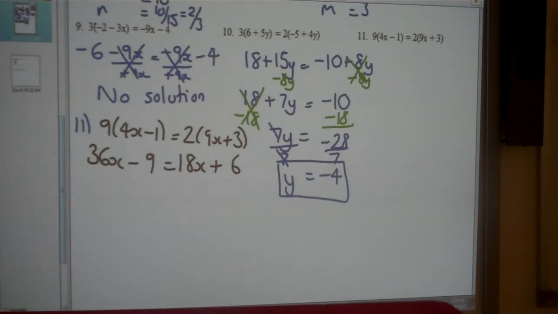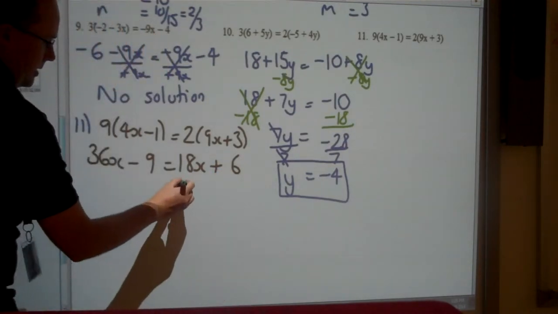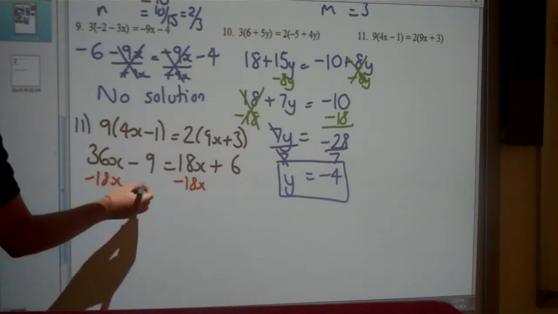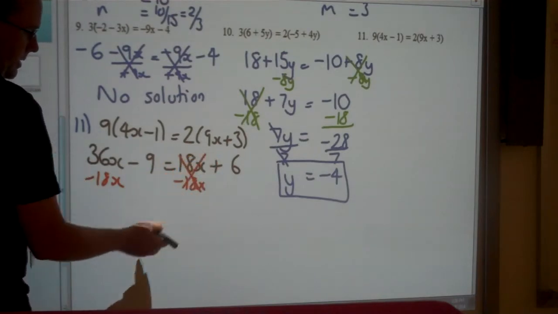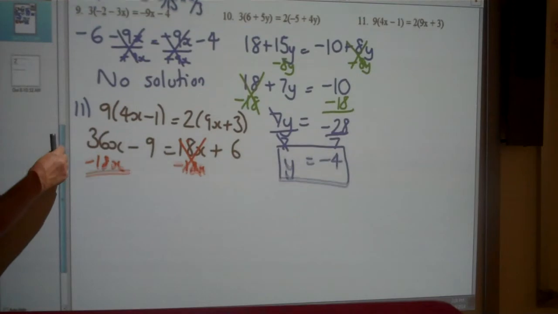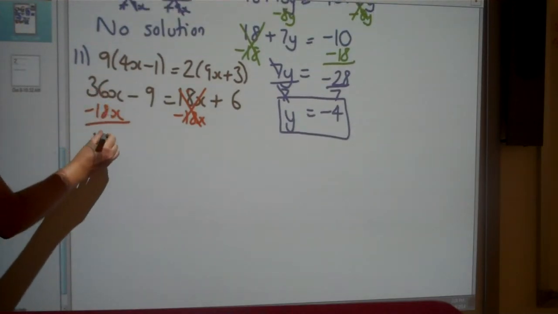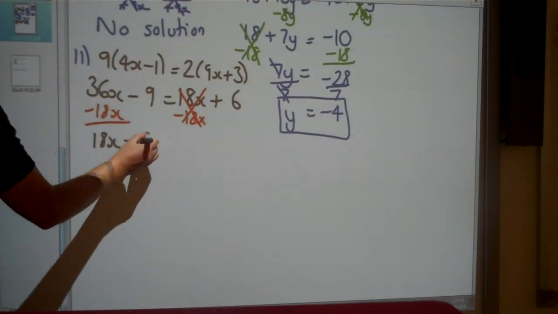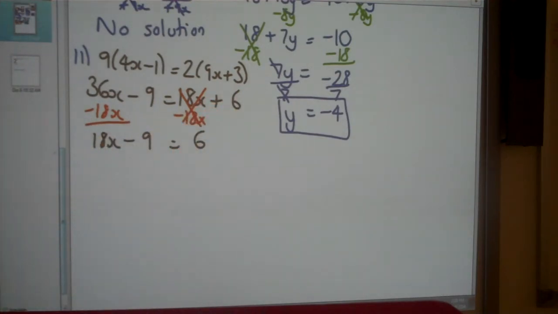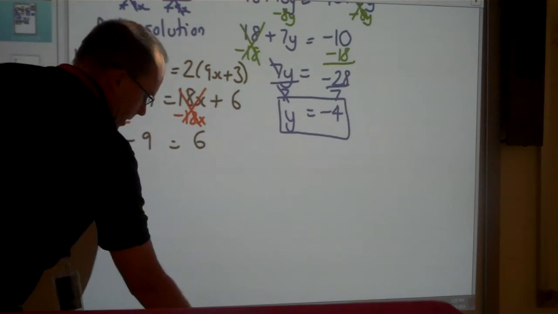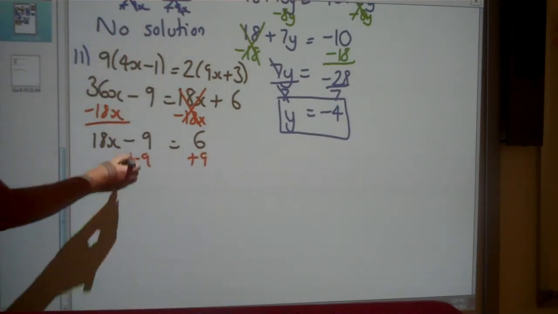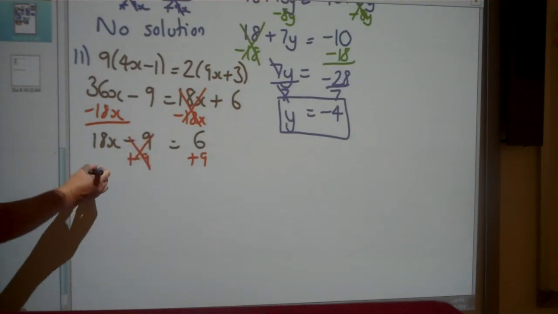I'm going to collect my x's on the left hand side again, because I think that looks a little nicer. So positive 18, so I'm going to do negative 18. Also because 18x take away 18x is 0, the real reason I'm doing this. So when I subtract here, I get 18x, still taking away 9, and it equals positive 6, so I can just put 6 at this stage. Now I'm going to add 9 to both sides, because I want to move this across, collect my like terms. Negative 9 plus 9 is 0, that's why I do this.